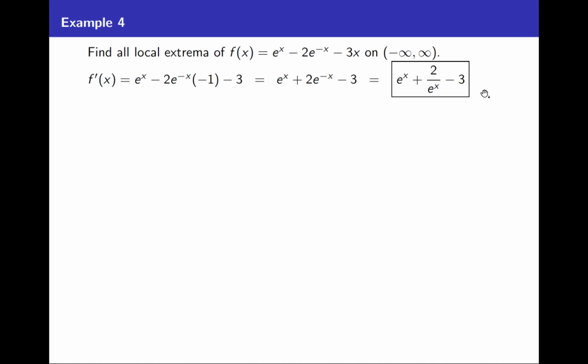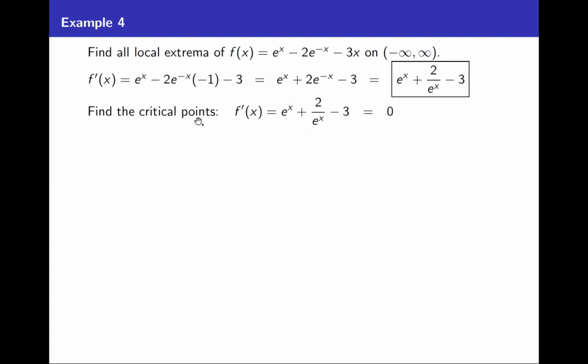Now we're looking for critical points, and those are where the derivative is either 0 or undefined. And e to the x is always defined, it's always positive, so you could plug in any value of x that your heart desired here, and you'd get an answer. So there are no critical points where the derivative is undefined.